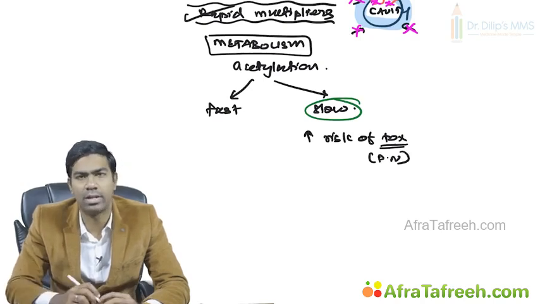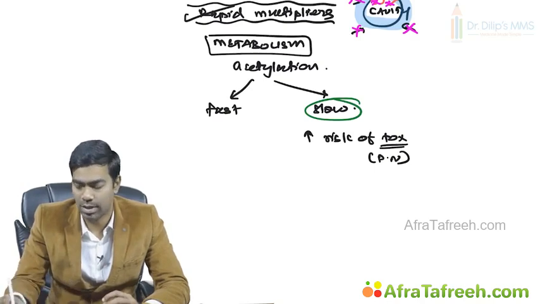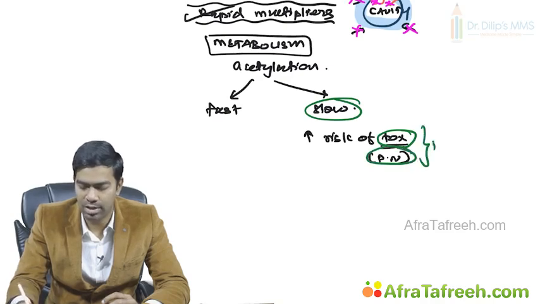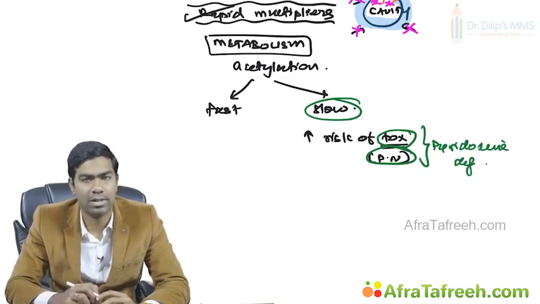That's why these slow acetylators are going to have a high risk of getting peripheral neuropathy. At the same time, remember, this toxicity and peripheral neuropathy is generally due to pyridoxine deficiency, because INH acts as a direct antagonist of pyridoxine, which we'll discuss in some time.